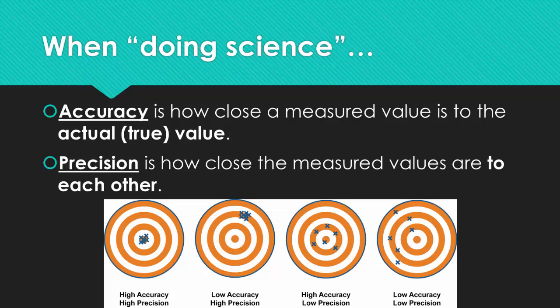So if you can see on the targets on the bottom, the first target all the way to the left has high accuracy and high precision because it's closest to the true value and it's consistently close. Then you go all the way to the right and this has low accuracy, low precision because first, we're not very close to the target, and second, they're random and spread throughout the entire target.